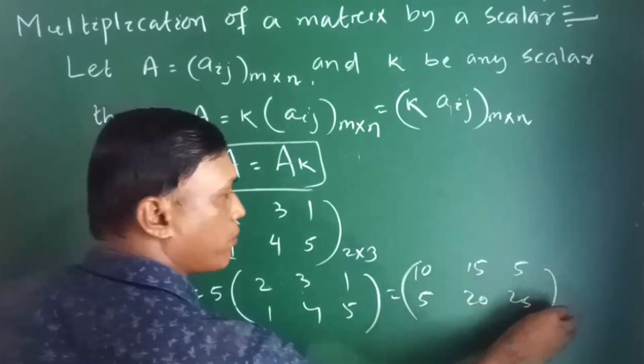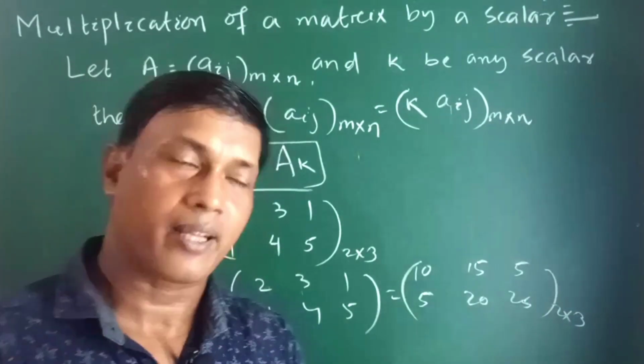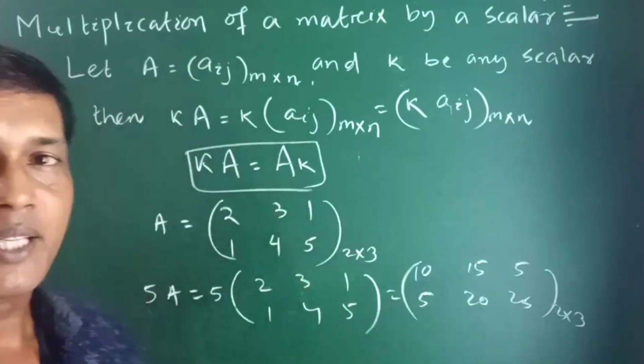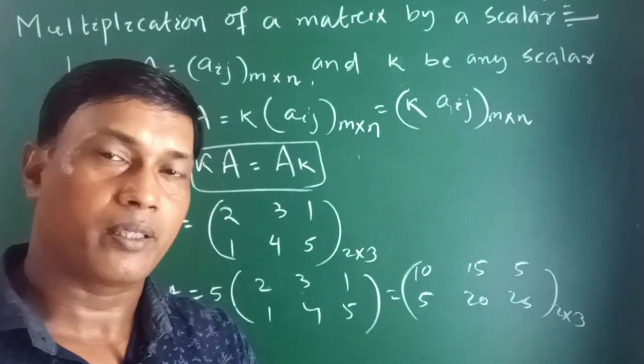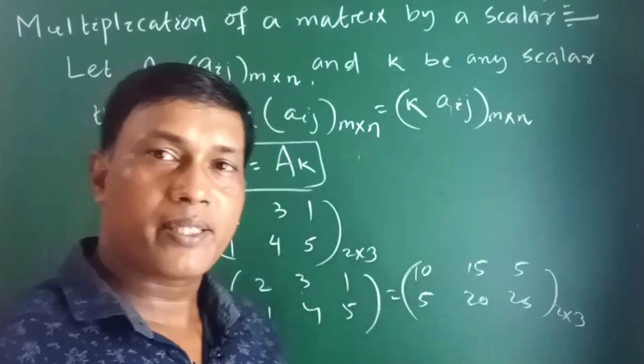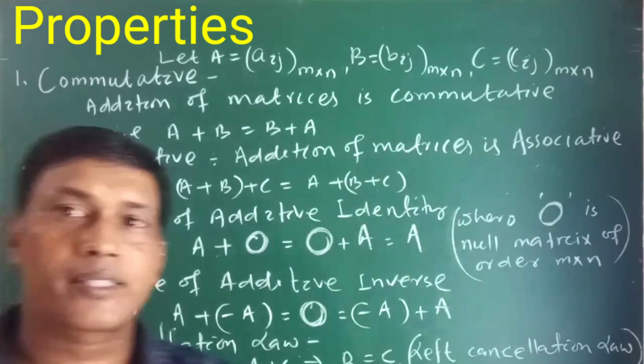And the order of this matrix is 2 cross 3. In this way we can multiply a scalar with a matrix. Scalar is multiplied with a matrix means scalar is to be multiplied with every element of that matrix and the order remains same. Now the properties of matrix addition.